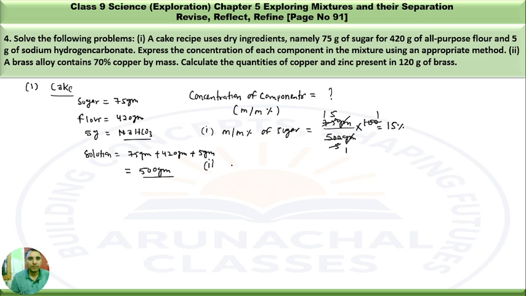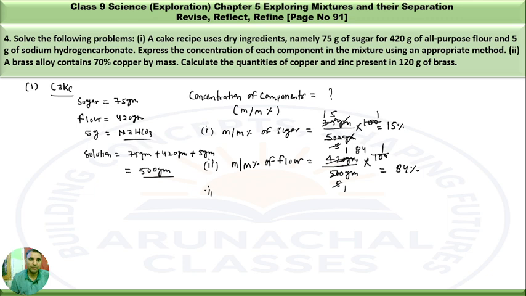The second one is mass by mass percentage of flour. This will be 420 gram of flour divided by the total mass of the solution, it is 500 gram, multiply 100. Cancelling, 5 eights are 40, then 5 fours are 20. It is 84 percentage. 84 percentage is the percentage of flour which is present in this cake recipe.